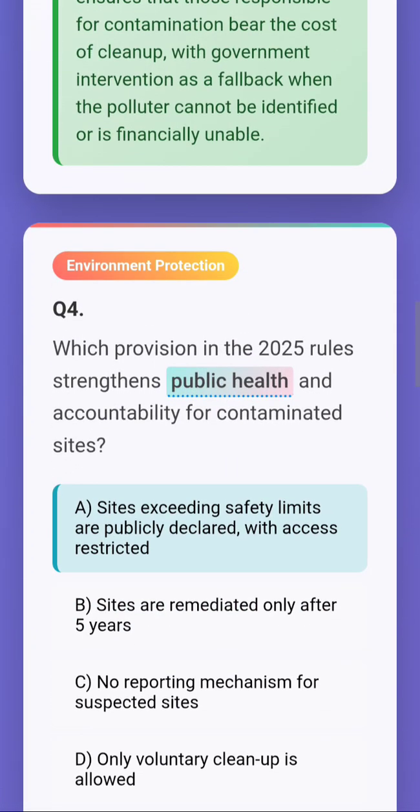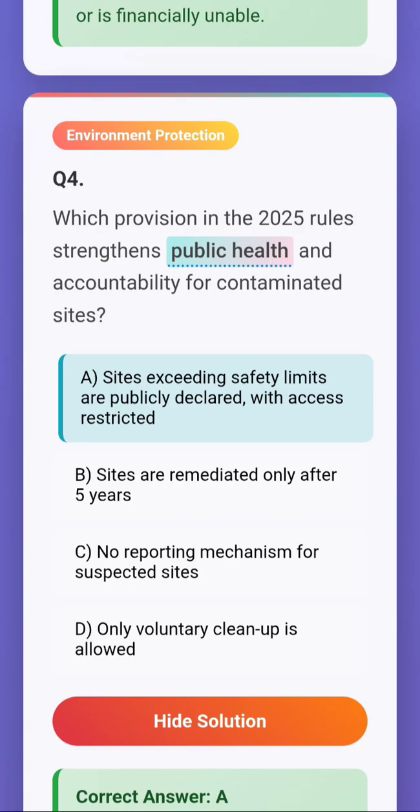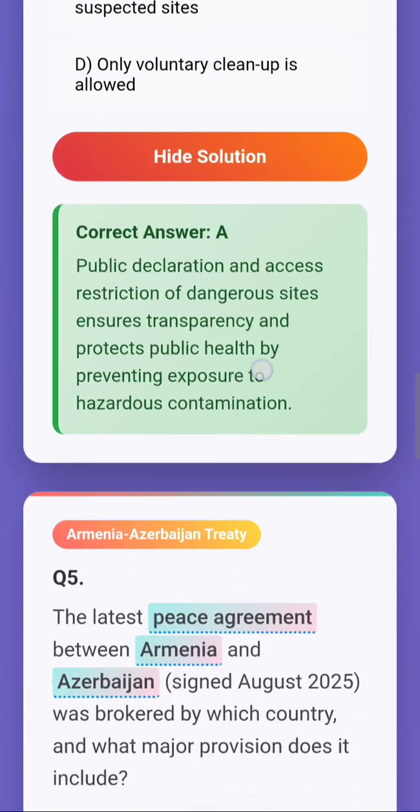Fourth question. Which provision in the 2025 rule strengthens the public health and accountability for contaminated sites? Okay, this is a very simple answer. Sites exceeding safety limits are publicly declared, and there will be some instruction board that chemically contaminated site, please don't cross here, and with access restricted. Simple. Answer is A.